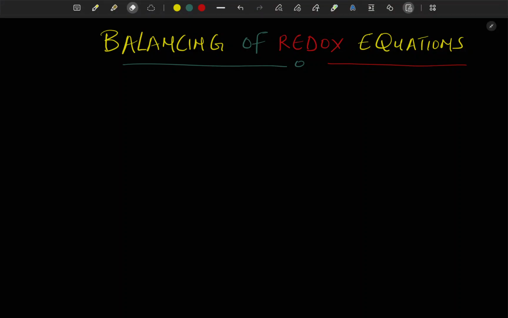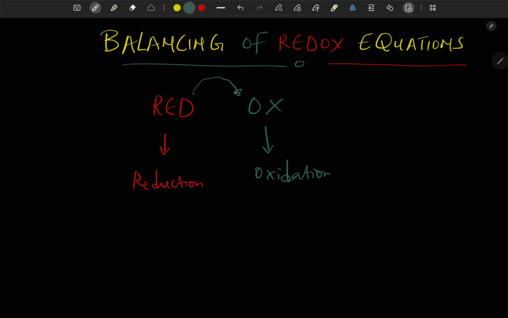In this video, we are going to talk about balancing of redox equations. First of all, what do we mean by redox? Redox actually simply means reduction and oxidation. So we can say that a redox reaction is a reaction in which both reduction and oxidation are occurring at the same time.